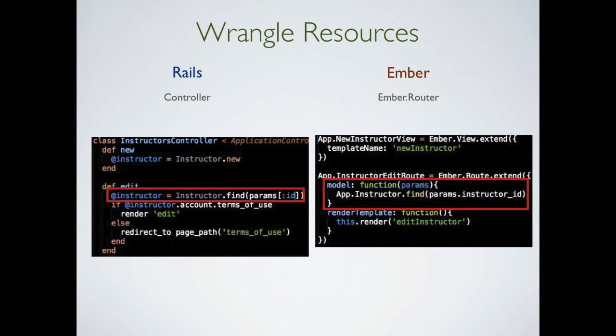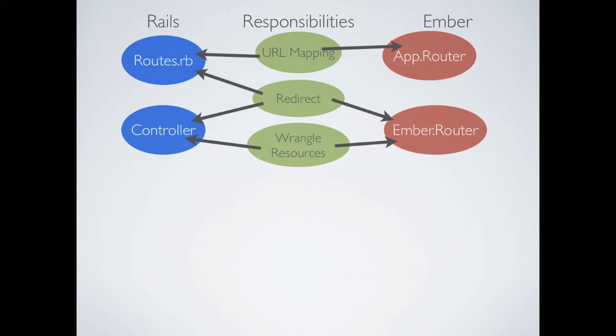Next is grabbing the resources. In Rails, you're assigning the resources to an instance variable in the controller. In Ember, you're assigning it to the model for the route. Here's our graph.